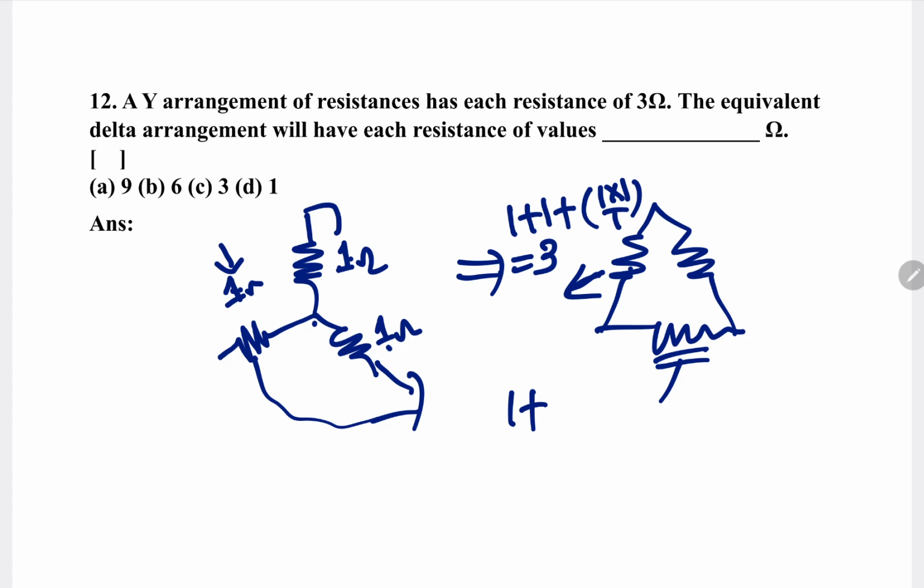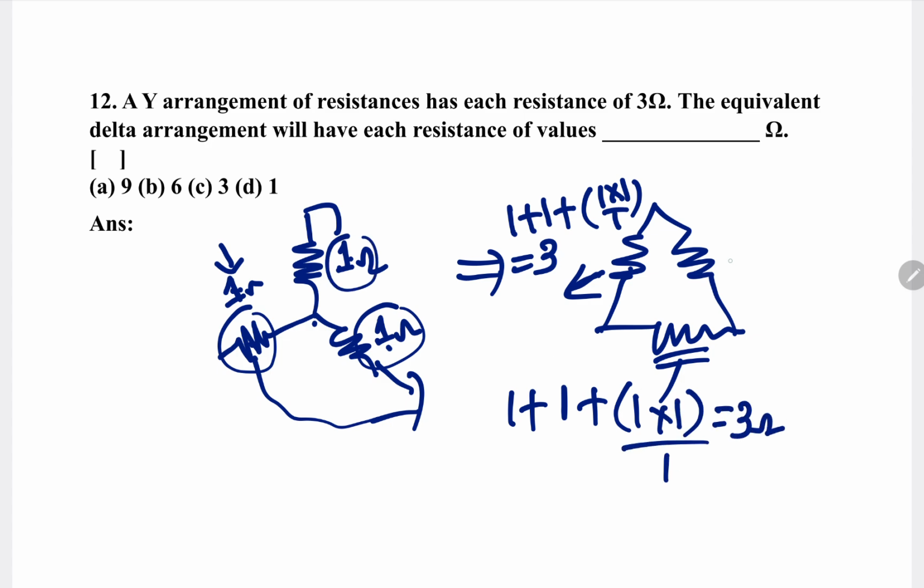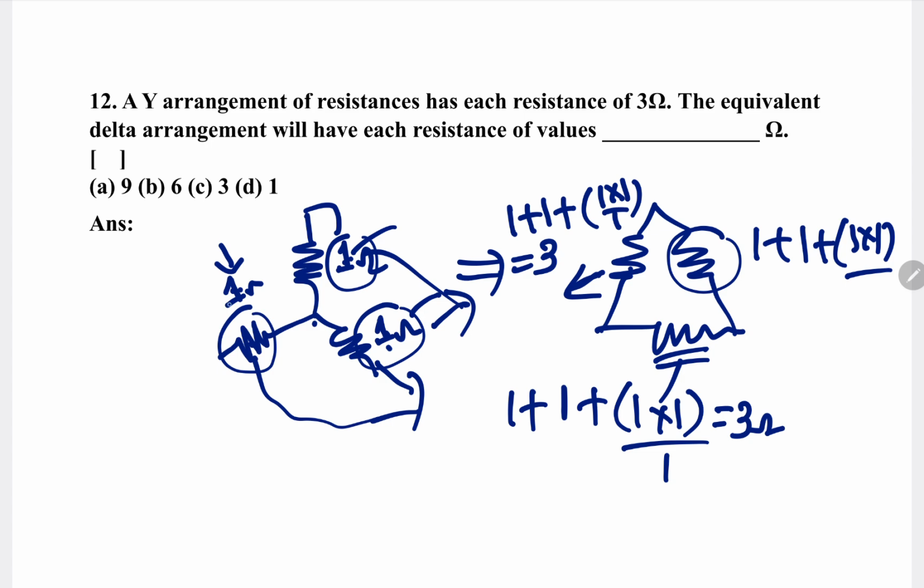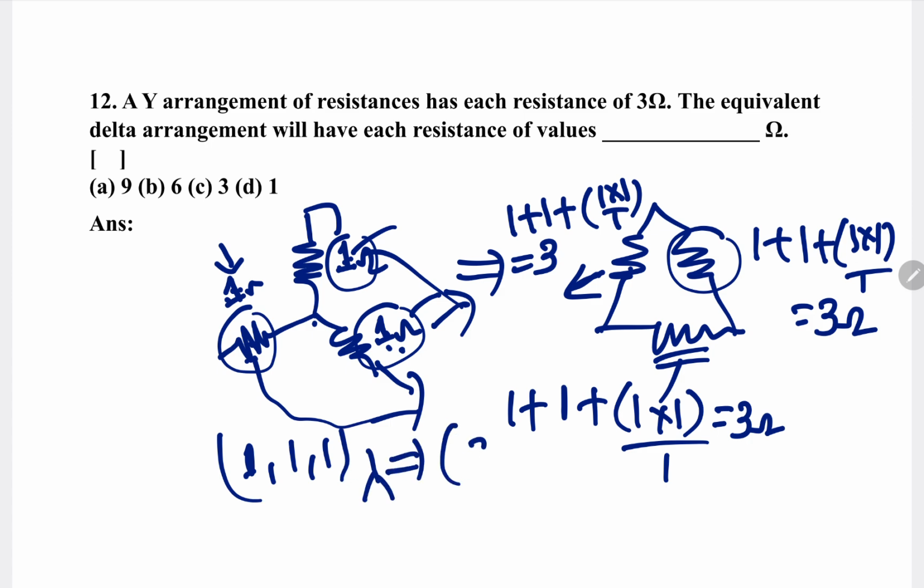This resistor came because of these two resistors. So I get this resistor value: 1 plus 1 plus 1 into 1 divided by the third resistance value, 1. This is also 3 ohm. And this resistor came because of these two 1 ohms, so 1 plus 1 plus 1 into 1 divided by the third resistor 1, that is equal to 3 ohm. You observe carefully: 1 ohm, 1 ohm, 1 ohm, 1, 1, 1 in the star network became 3, 3, 3 in the delta network.